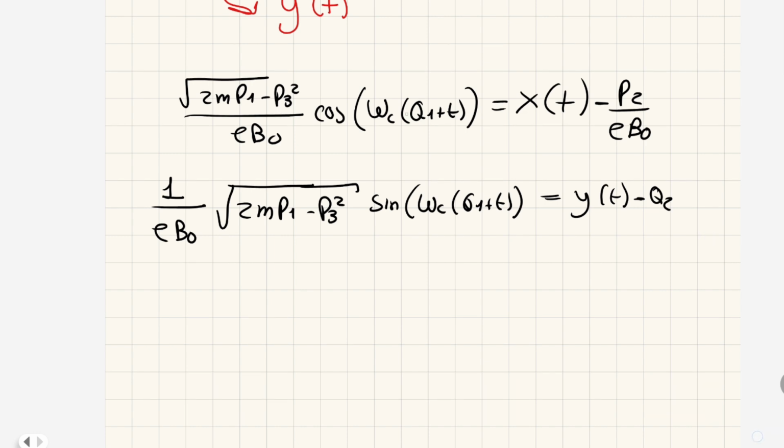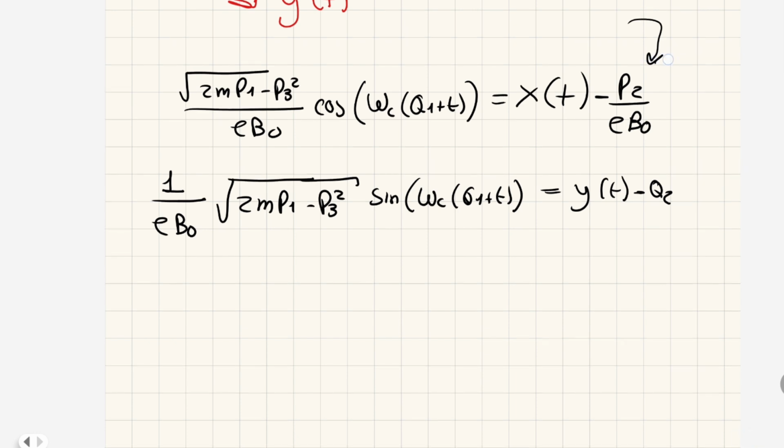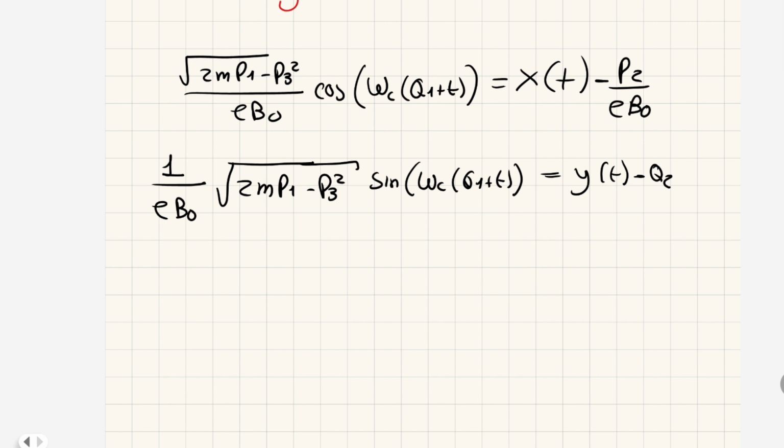Notice that I took the constant element to the right-hand side of the equation just to be with the x of t and the y of t, right? So why did I do this? Well, this is because we are going to square both sides of these equations, right?